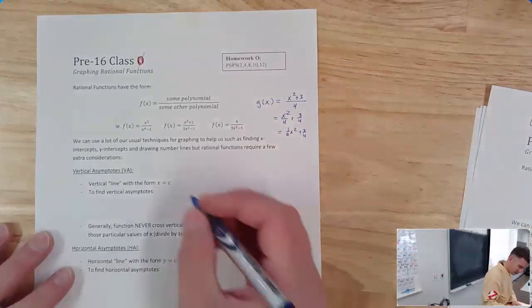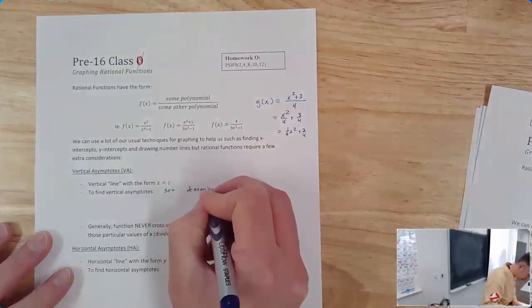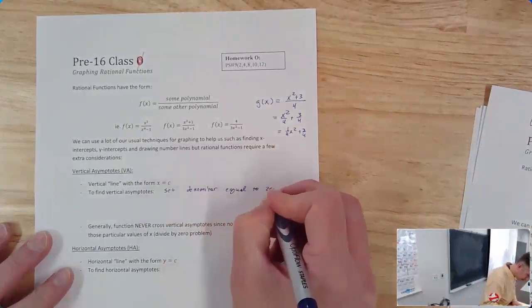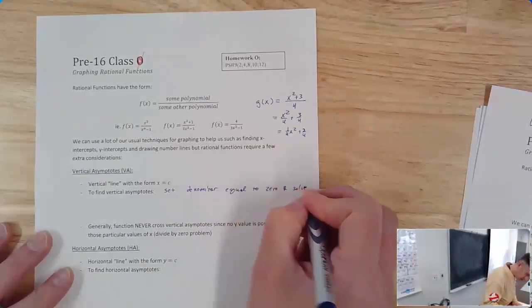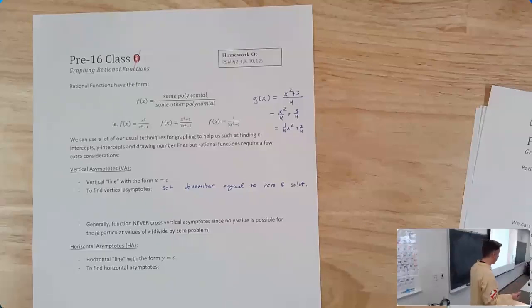So to find them, you're going to set the denominator of your rational function equal to 0 and solve. I should also point out a vertical asymptote is a vertical line that is not actually part of your graph. Usually we draw it dashed when it's an asymptote, whether it's horizontal or vertical. We're going to draw a dashed vertical line, but really it's just helping us display the behavior of the graph.